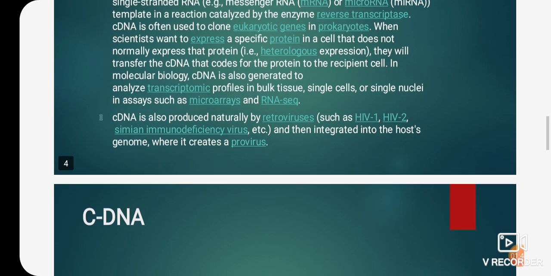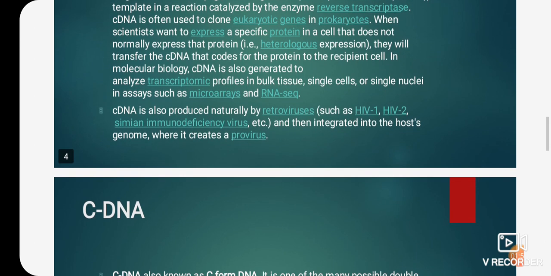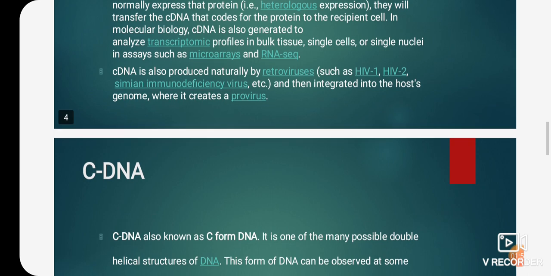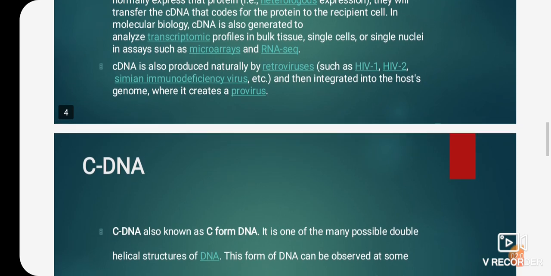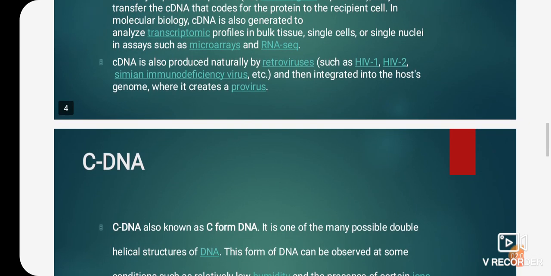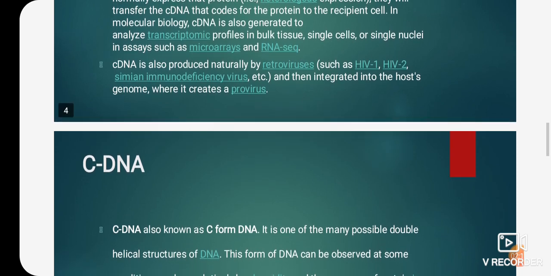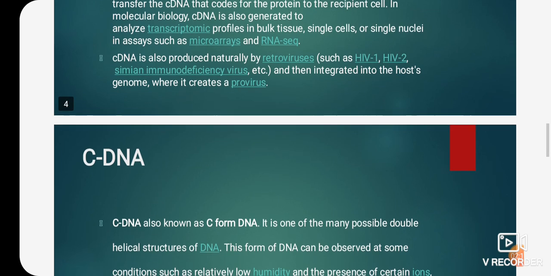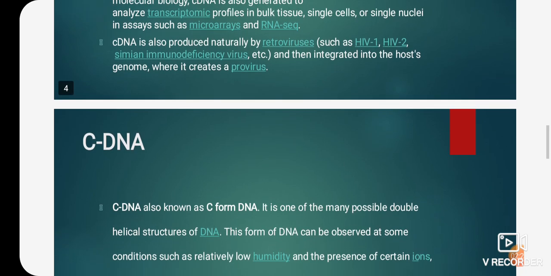In molecular biology, cDNA is also generated to analyze transcriptomic profile in bulk tissue, single cells or single nuclei, in assays such as microarrays and RNA sequencing. cDNA or complementary DNA is also produced naturally by retroviruses such as HIV-1, HIV-2, simian immunodeficiency virus, etc., and then integrated into the host's genome where it creates a provirus.